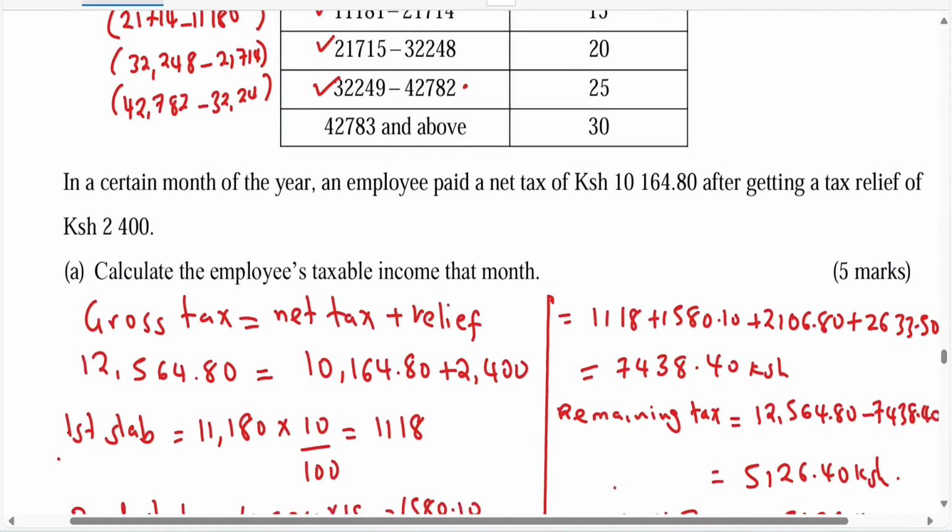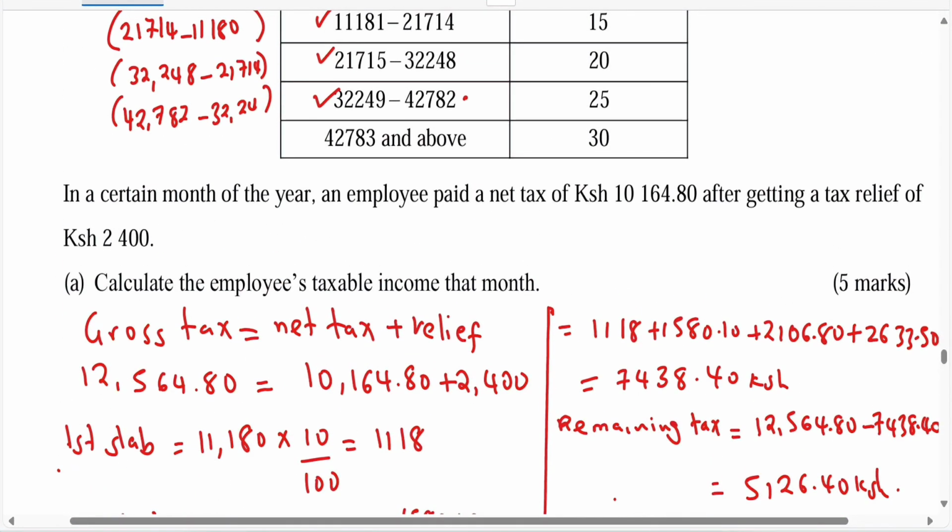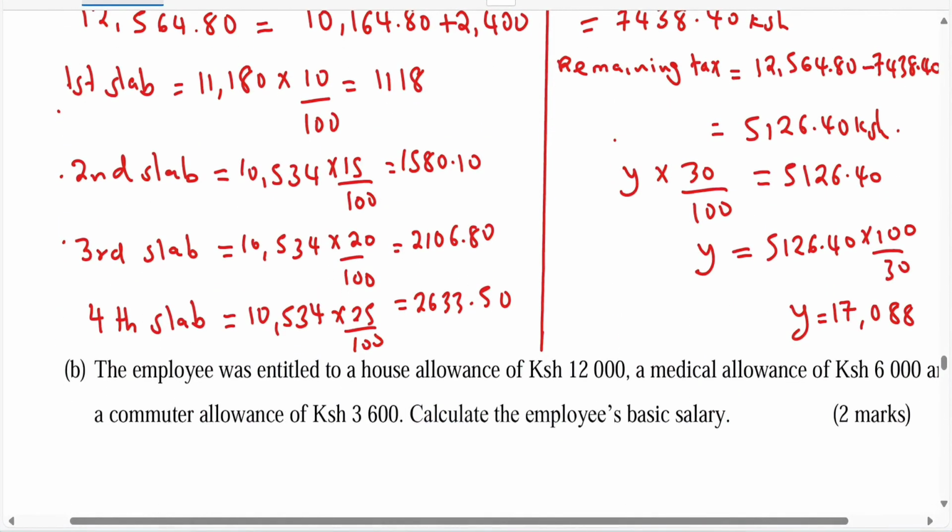So ikiwa tafuta tax yote, what do you do? Utachukua hii 42,782 uta-add kwa hiyo taxable income, which is 17,088. So 42,782 plus 17,088. So let me use another pen.